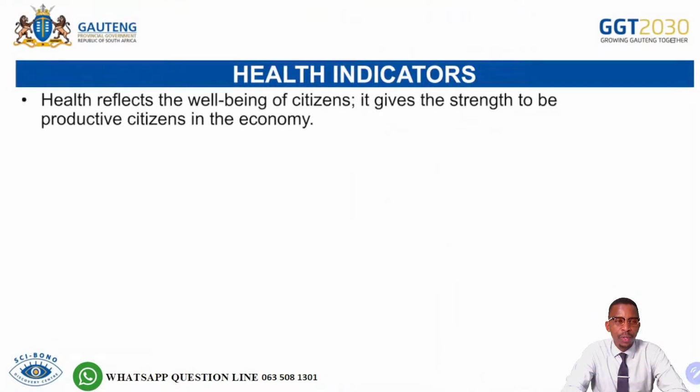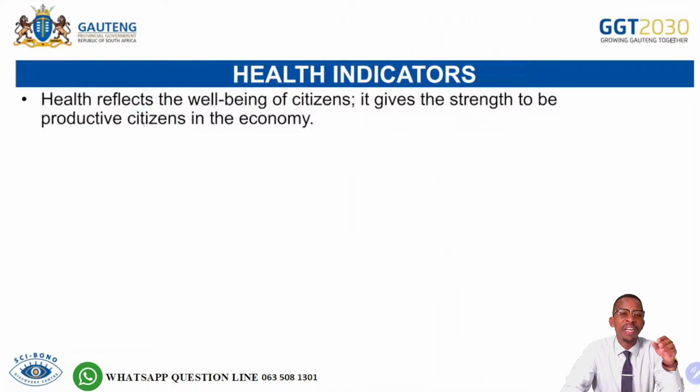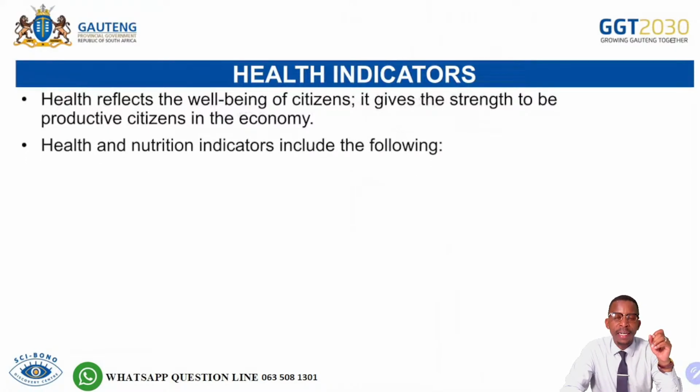Health indicators. So in this case, we talk about indicators that reflect the well-being of citizens. It gives the strength to be productive citizens in the economy. If ever people have access to proper healthcare, they become productive citizens. So healthcare indicators are very important because they have an influence over higher labor productivity or lower labor productivity. Health and nutrition indicators include the following.